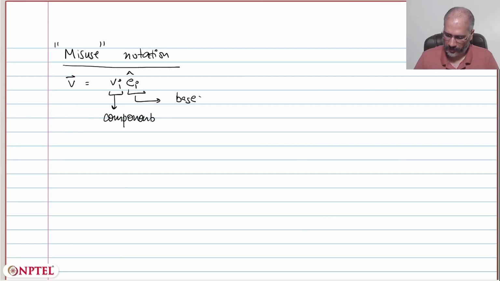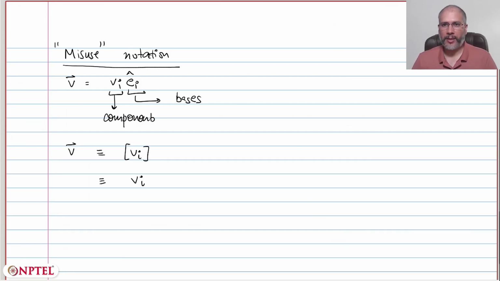It's plural, so it's with an E. You may have seen, and we discussed it in the beginning, that in the indicial notation, we represent it as Vi with square brackets. But what the misuse notation means is that sometimes we'll write this simply as Vi. And why is it called the misuse notation?